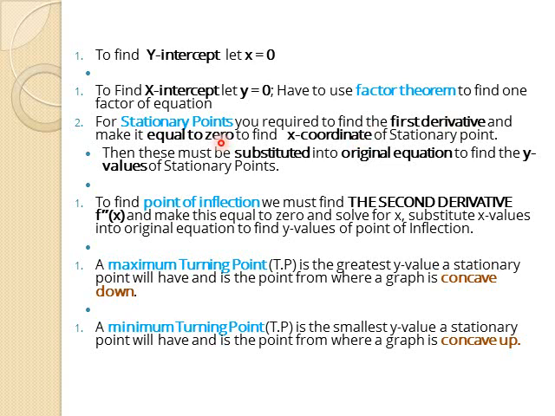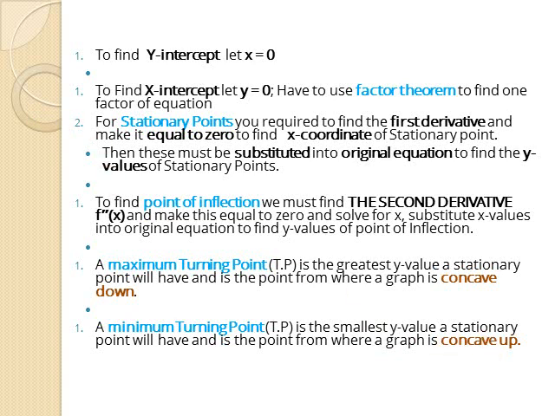The first derivative we make equal to 0. The values we get for x will always go back into the original equation. To find the point of inflection, we find the second derivative, make it equal to 0, solve for x, and substitute back into the original equation. A maximum turning point has the greatest y value you could see, the point from where the graph is concave down. The minimum turning point at the bottom is the point where the graph is concave up.